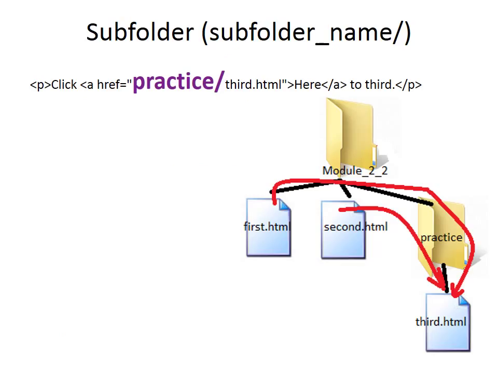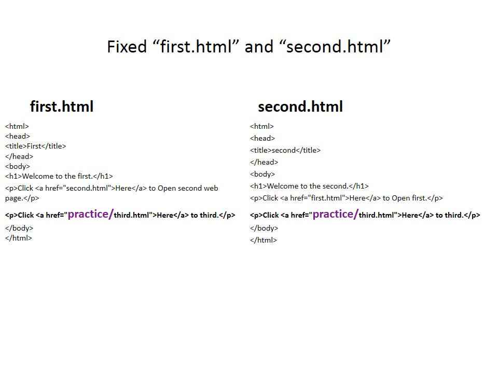Suppose that you were first.html, then you have to go down inside the practice folder to find third.html. In this case, you are going down to the subfolder practice from where you are. When you go down to a subfolder, you need to add the subfolder name and a slash in front of a file path. In this case, you should add practice/ in front of third.html. This is the updated code for first.html.